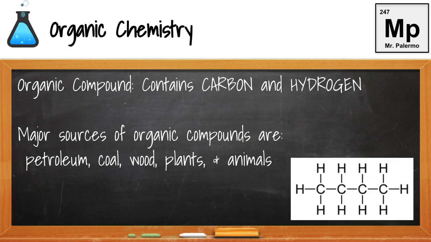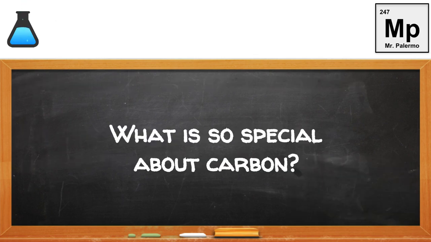Organic compounds are compounds that contain carbon as well as hydrogen. Some major sources of organic compounds are petroleum, coal, wood, plants, and even animals like us. So what's so special about carbon, and why is there a whole lesson or unit associated with it?